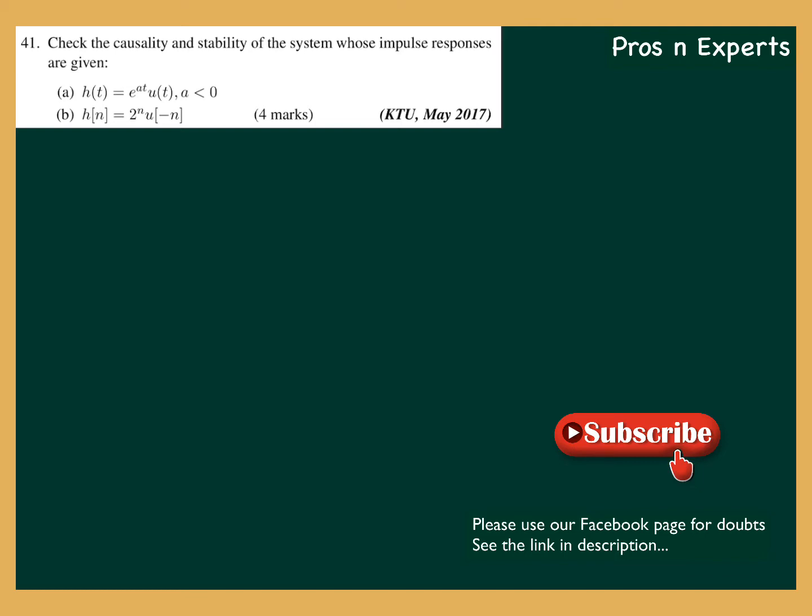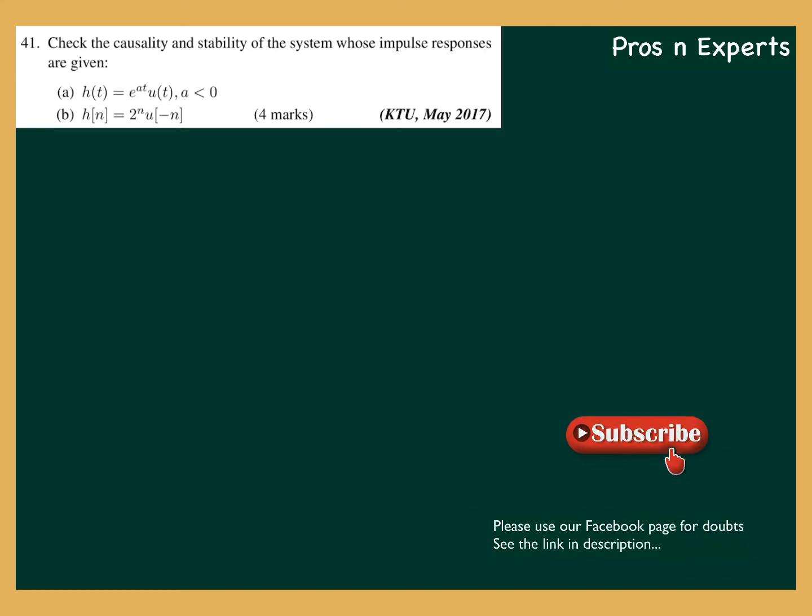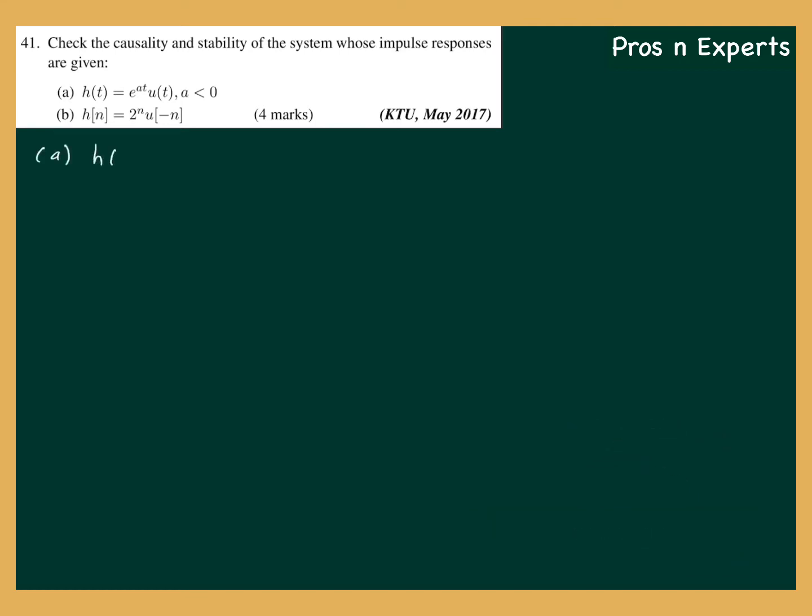Okay, now let's jump into the next question. Check the causality and stability of the system whose impulse responses are given. There are two questions. Question A. You are given an impulse response h of t equal to e raised to at u of t, and a is less than 0, is negative. Okay, a is negative. Right.